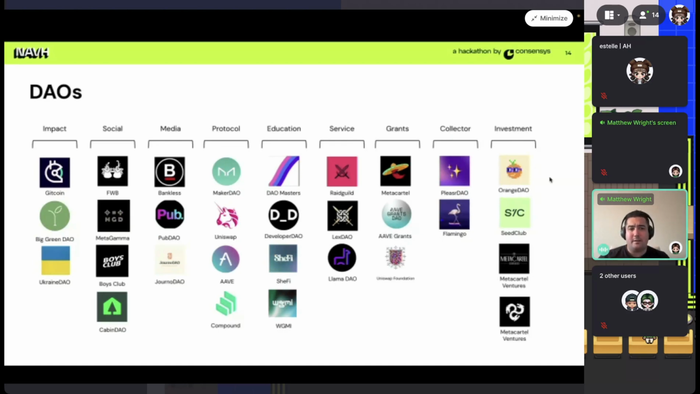Orange DAO is an investment DAO from a bunch of YC alumni, and they essentially pool together a multi-million-dollar investment DAO fund to invest in YC founders. And the DAO itself is made up of YC founders, so it's an interesting way to decentralize that kind of process. Seed Club, Metacartel Ventures. This is supposed to be Hydra. Hydra is a fun on chain one, but these are just interesting verticals you can look at if you're building a DAO.